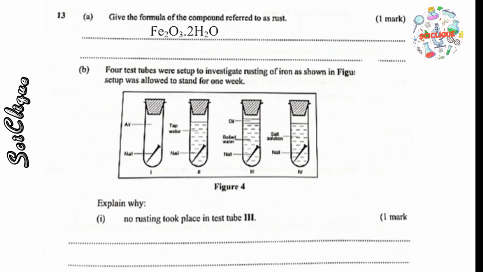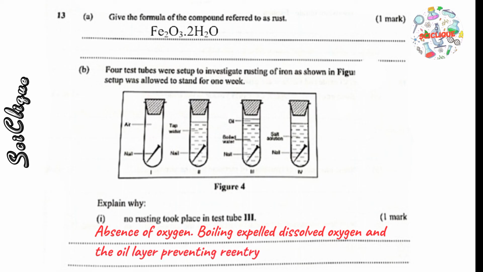4 test tubes were set up to investigate the rusting of iron as shown in figure 4. The setup was allowed to stand for 1 week. Explain why. Roman 1, no rusting took place in tube 3. Now, the reason why there was no rusting is because there's absence of oxygen. Remember, for rust to take place, there are 2 conditions that need to be present, and that is oxygen and moisture. Now, in test tube 3, when the water was boiled, all the oxygen dissolved in it was expelled. Now, by covering this with a layer of oil, it prevented any entry of air. Therefore, no oxygen, therefore no rusting.